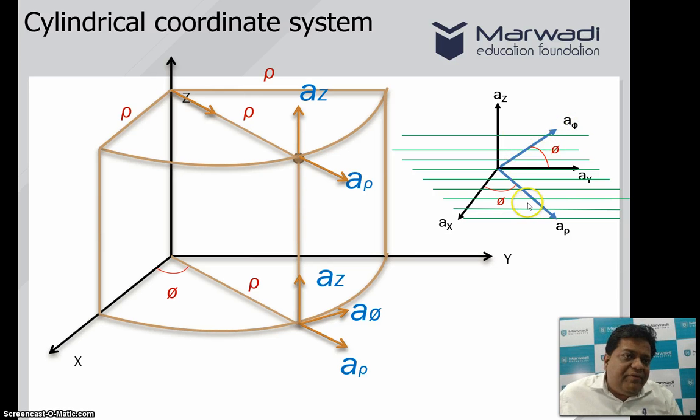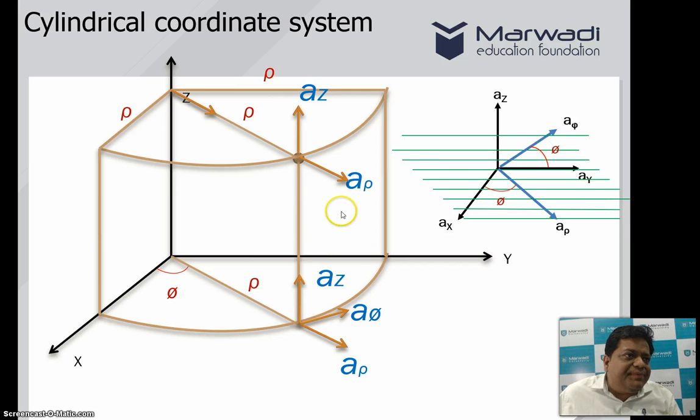Now it is very simple: we have an orthogonal coordinate system. So Ax, Ay and Az are at 90 degrees, and similarly a rho, a phi and Az are at 90 degrees. So for the consideration, you can understand that Ax, Ay, a rho and a phi are all on the same plane, while Az is perpendicular to that plane. If you look at the angles, the angle between Ax and a rho is phi, as we already took. The angle between Ax and Ay is 90 degrees, so naturally the angle between Ay and a rho will be 90 minus phi. Between a phi and a rho the angle is again 90, so this angle will be phi.